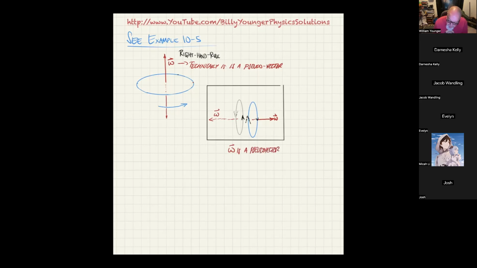And in fact, all vectors that come from cross products turn out to be pseudo vectors as well. So for instance, when we use torque is equal to R cross F, that's a pseudo vector. Now, that doesn't mean pseudo vectors aren't useful. That just means you've got to be careful if you're using them, because they don't just translate from one coordinate system to the other nicely. So you have to be very careful about that kind of stuff.